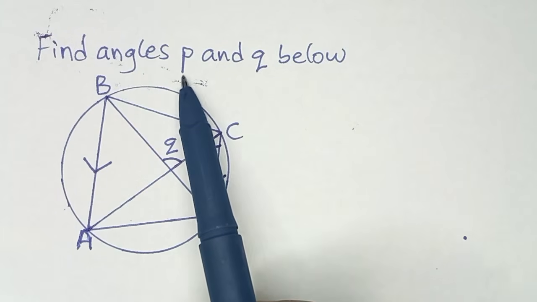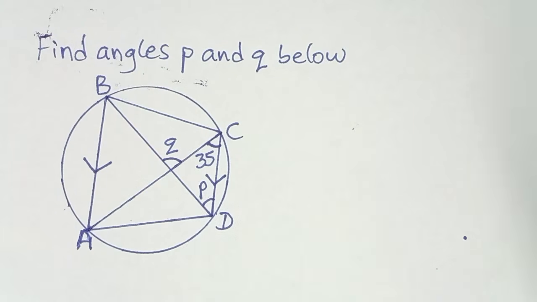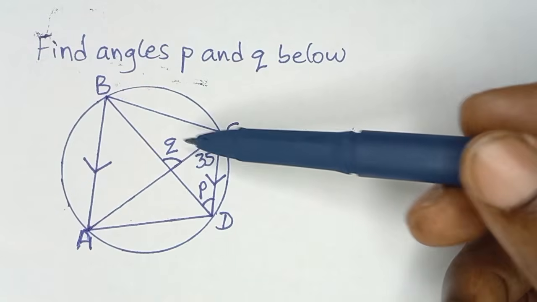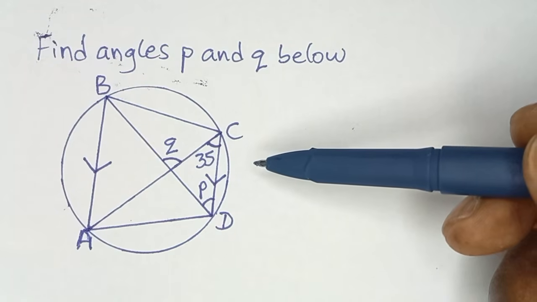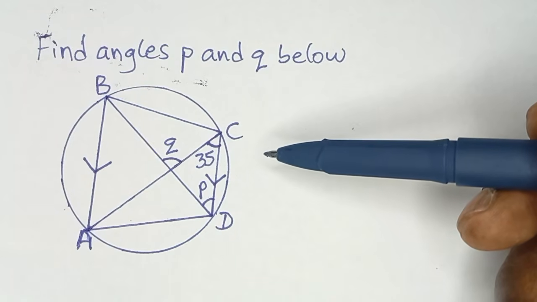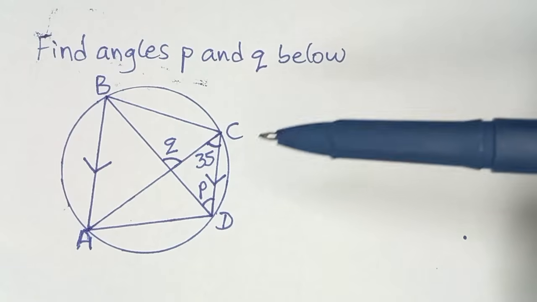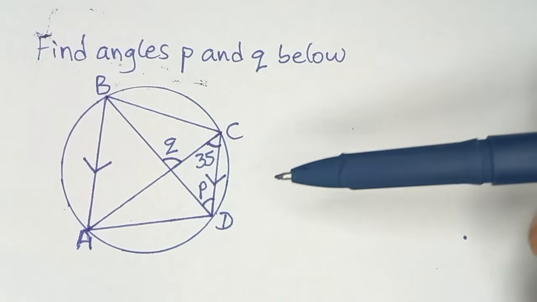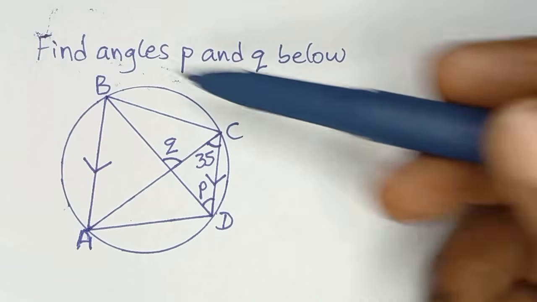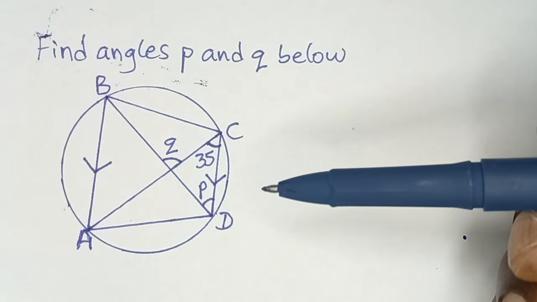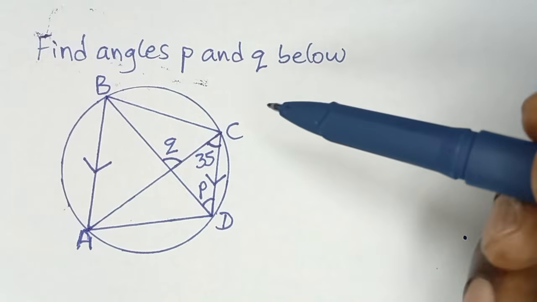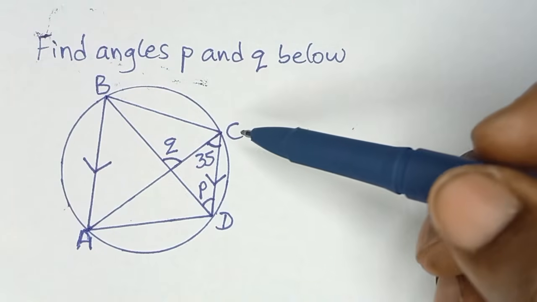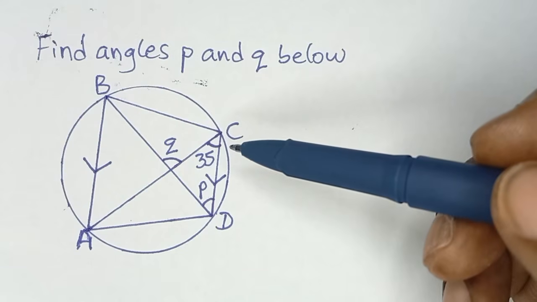Find angles P and Q below. Now, this is a very simple circle geometry question. What you just need to do here is to apply basically 2 rules, and then you are through. It shouldn't take you up to 1 minute to solve this question. But let me explain it step by step so that you can understand, especially if you are a beginner.